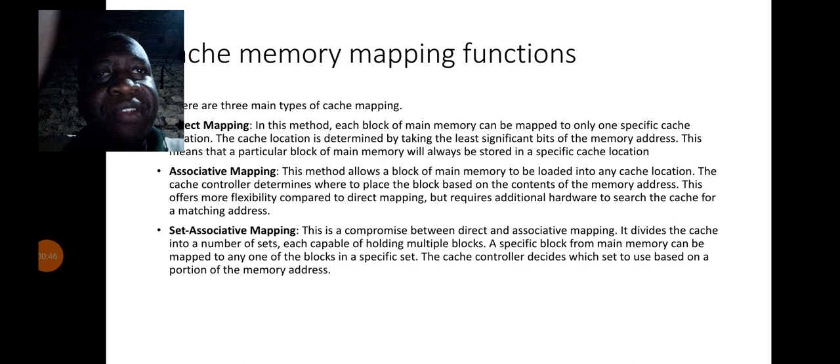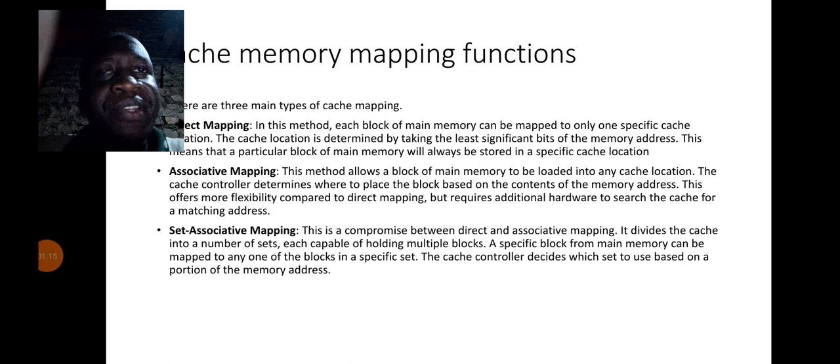There are three main types of cache mapping. The first one is direct mapping. In this method, each block of main memory can be mapped to only one specific cache location. The cache location is determined by taking the least significant bits of the memory address. This means that a particular block of memory will always be stored in a specific cache location.